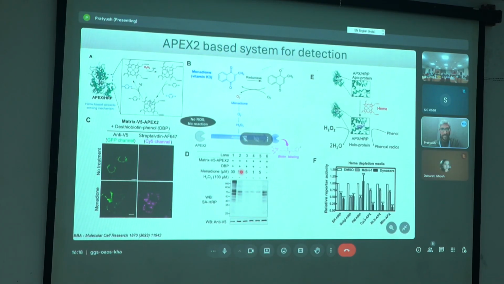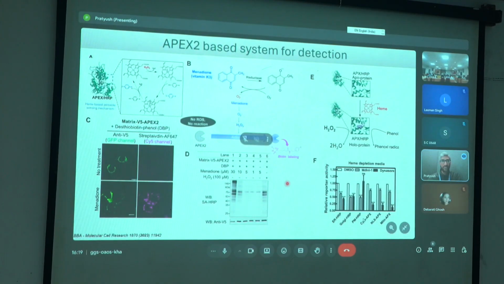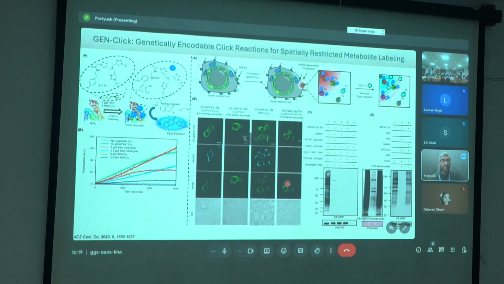So people have identified that there is a matrix which is mitochondrial protein tagged with APEX2, and when desthiobiotin phenol was provided, when menadione, which is also vitamin K in general terms, at 30 micromolar was injected to cells, it started producing a lot of hydrogen peroxide, and most of the time doctors just prescribe menadione to patients. However, it is not sensible to eat it in a higher concentration. So this is one of the applications which can be solved by peroxidases.